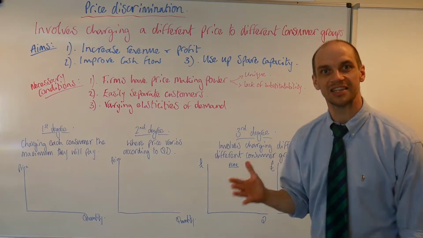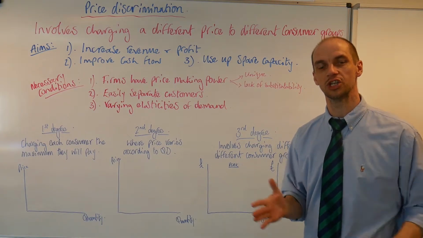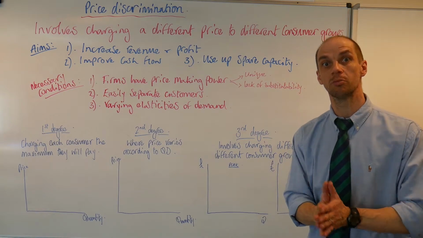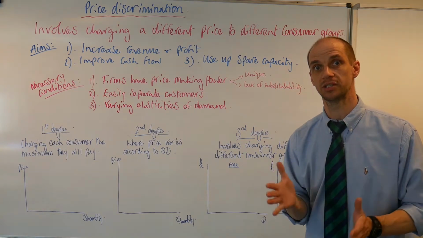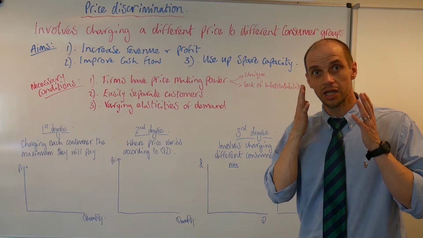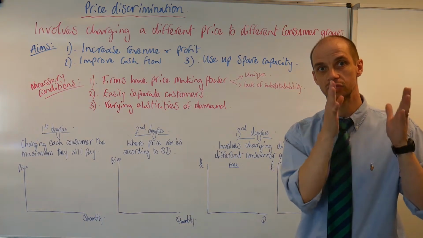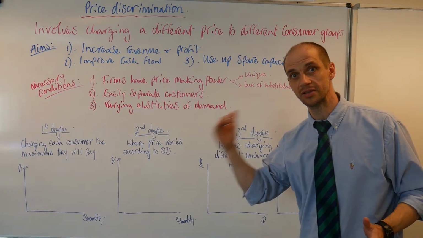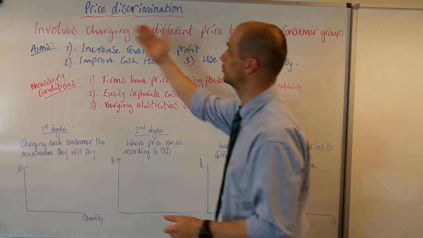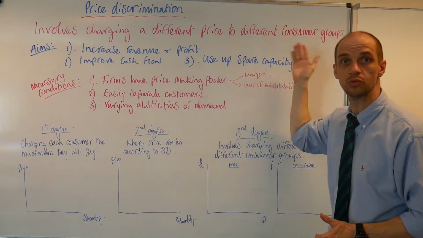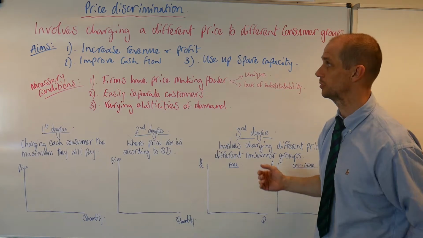Hi guys, so let's now take a look at price discrimination. Price discrimination can be used by an imperfectly competitive firm to determine a different price for one group of consumers against another. It involves charging a different price to each of those different consumer groups.